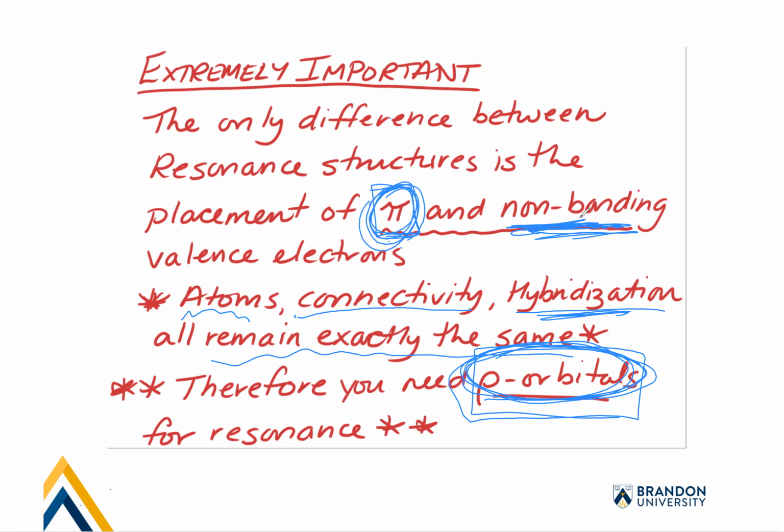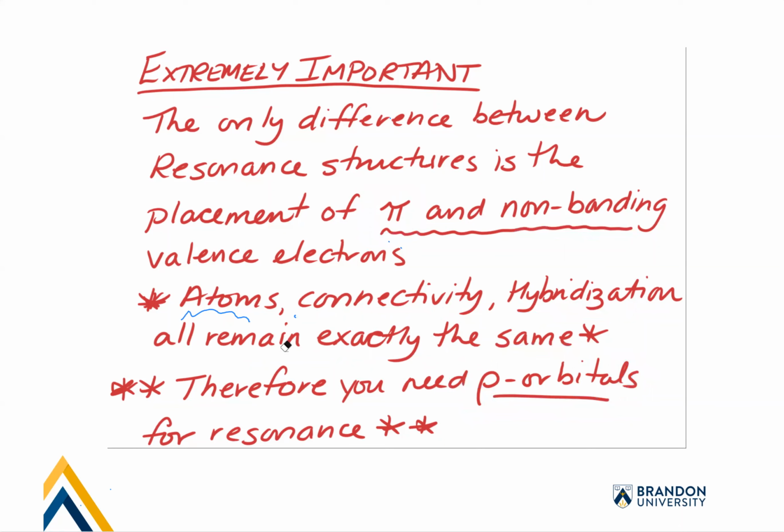We are not using sigma bonds at all. So that's a super important part. So it's the pi electrons and the non-bonding electrons. And so hybridization doesn't change, the connectivity doesn't change, the shape doesn't change. It's just the movement of those types of electrons.